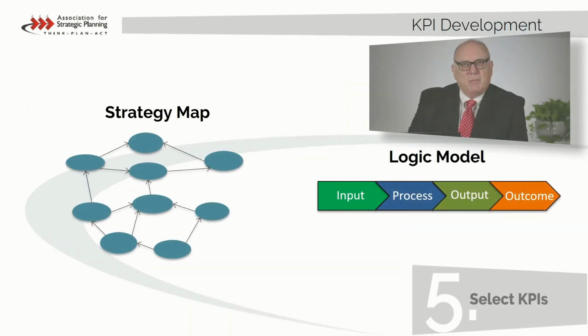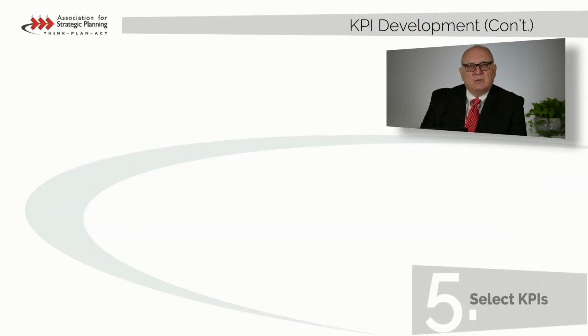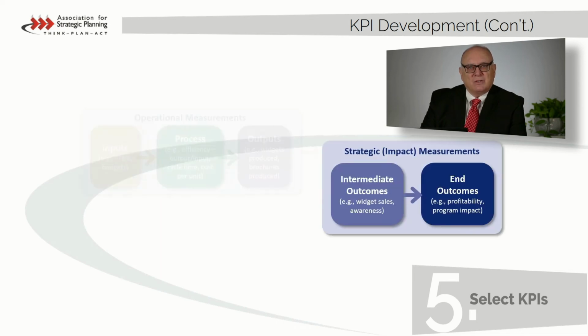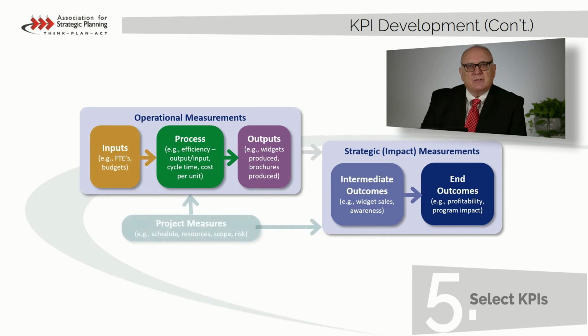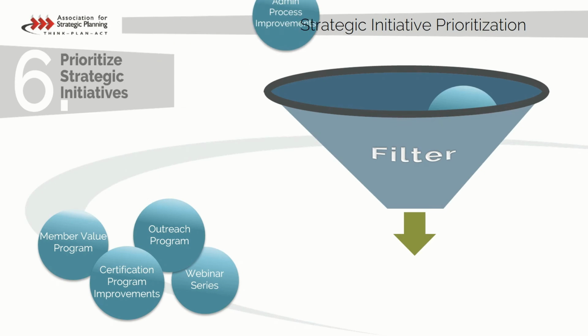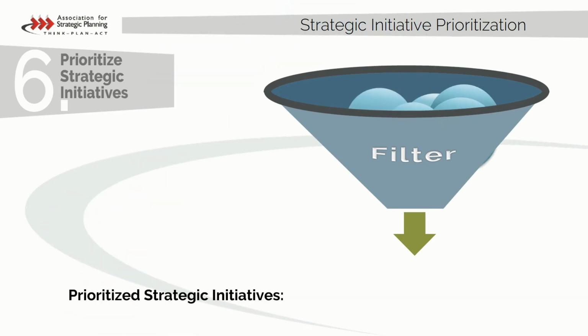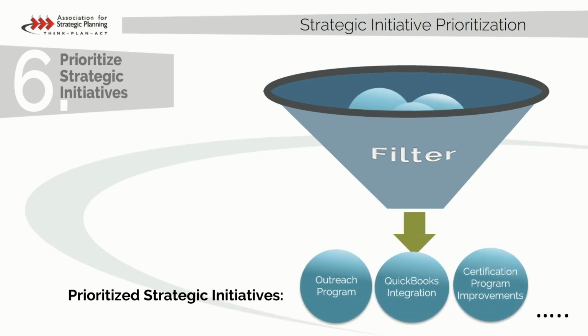We use the strategy map, the objectives in the strategy map, and the logic model to develop meaningful performance and operational measures, or KPIs, and targets for 2017. Use of the two models yields a balanced set of measures, balance between strategic or outcome measures and operational and project measures. We used a consensus process to down-select and prioritize from the many initiatives that we could potentially work on to identify a few high-priority programs and initiatives that would best help us achieve our vision.